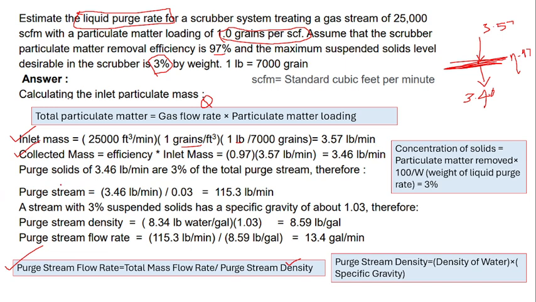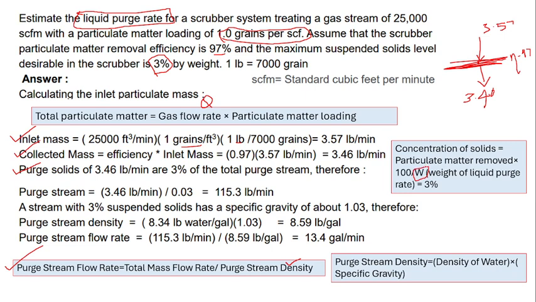Now we find the amount of solids in the purge stream, which is 3.46 lb per minute, or 3% of the total purge stream. That is the condition mentioned in the question: the maximum suspended solid level desirable in the scrubber is only 3%. So we have to calculate the total weight. The formula used is concentration of solid equals particulate matter removed times 100 divided by W. We are going to find this W.